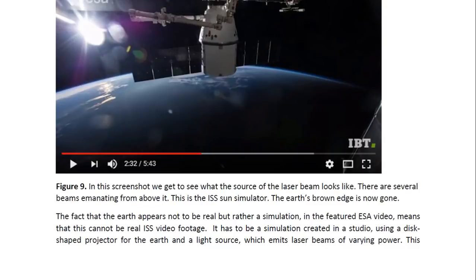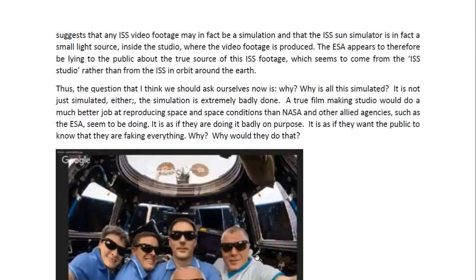It has to be a simulation created in a studio using a disc-shaped projector for the Earth and a light source which emits laser beams of varying power. This suggests that any ISS video footage may in fact be a simulation, and that the ISS Sun Simulator is in fact a small light source inside the studio where the video footage is produced. The ESA appears to therefore be lying to the public about the true source of this ISS footage, which seems to come from the ISS studio rather than from the ISS in orbit around the Earth.